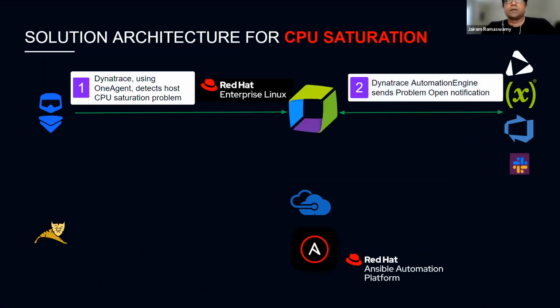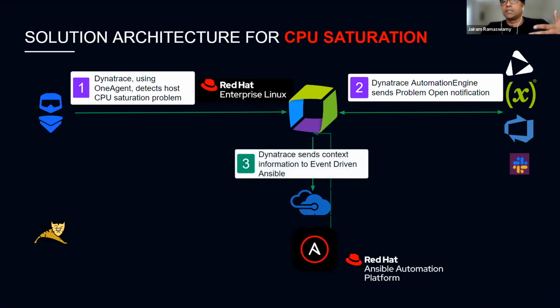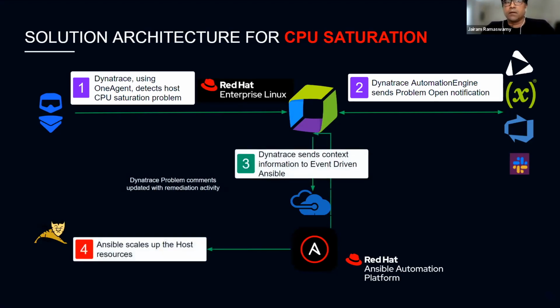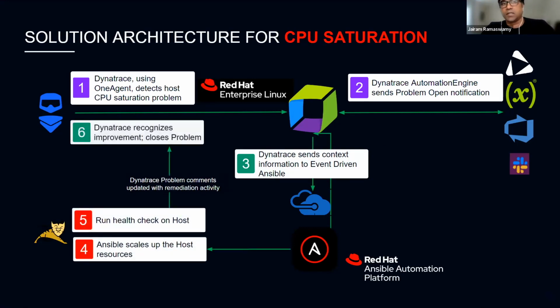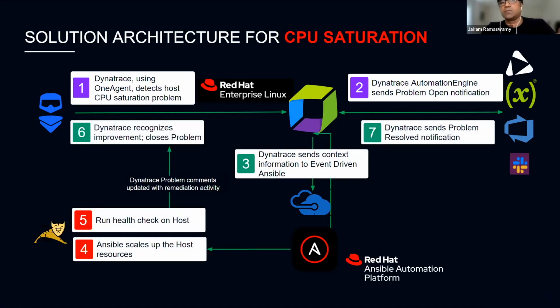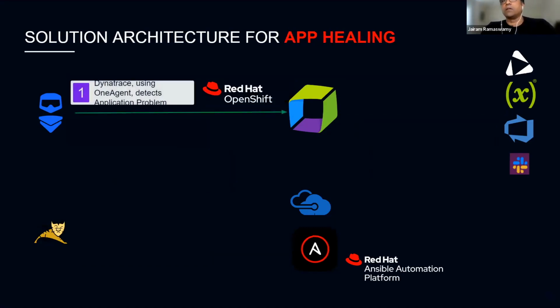So this is just a solution architecture diagram for a CPU saturation event. Dynatrace, using OneAgent, detects a CPU saturation problem, and in this case it's an application running on a Red Hat Enterprise Linux platform. The automation engine workflow gets automatically triggered when a problem is opened in Dynatrace. It sends the context information to event-driven Ansible. Ansible scales up the host resources, runs a health check on the hosts, and updates Dynatrace with problem comments. At the end, Dynatrace recognizes some improvements and then finally closes the problem. It also sends a notification to Slack, Teams, whatever you have in your environment, right?